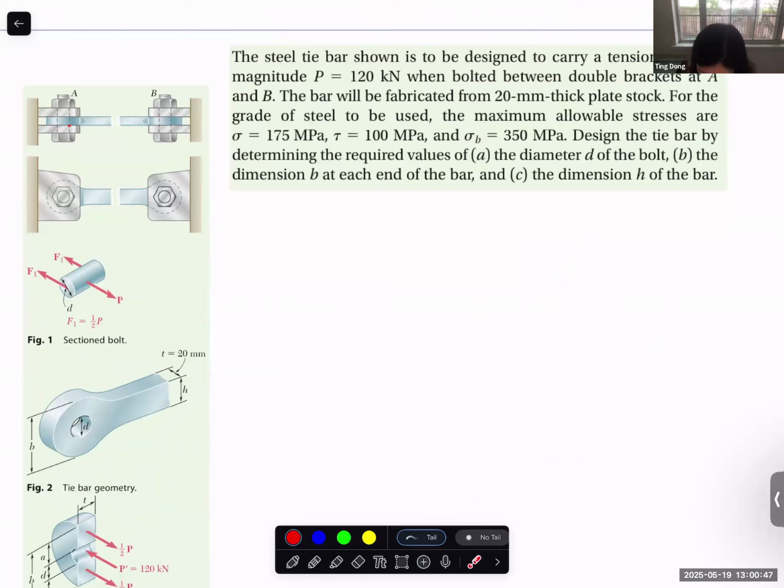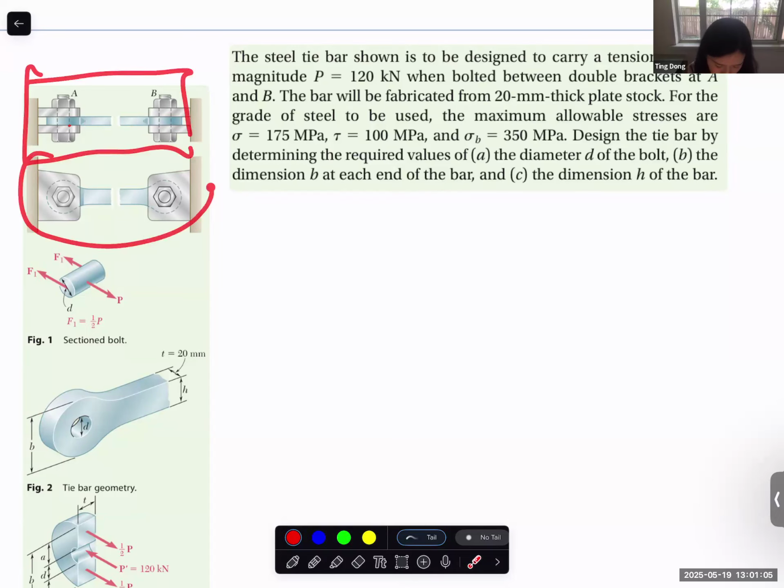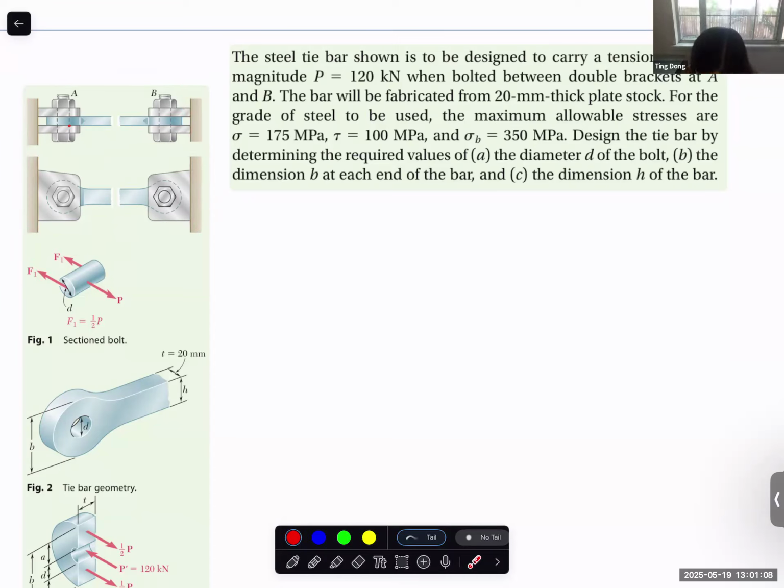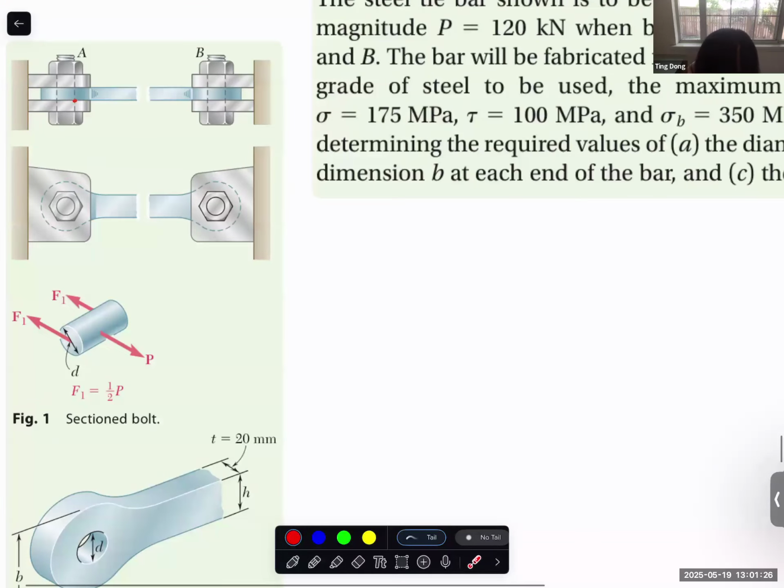It's a steel bar that is designed to carry a tension force of magnitude, well, it's tension, so 120 kilonewton. So let's say the force here is 120. You can consider this a front view, and this a top view, it's the same thing. Double bracket at A and B. The bar thickness is given. The thickness is this dimension, 20 millimeter.